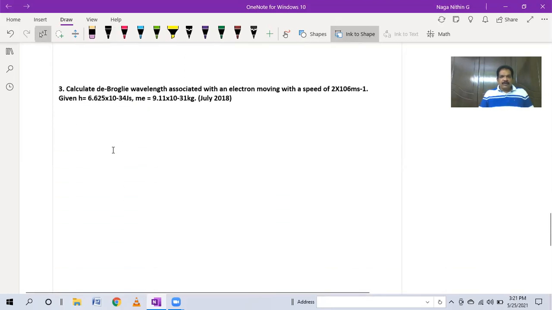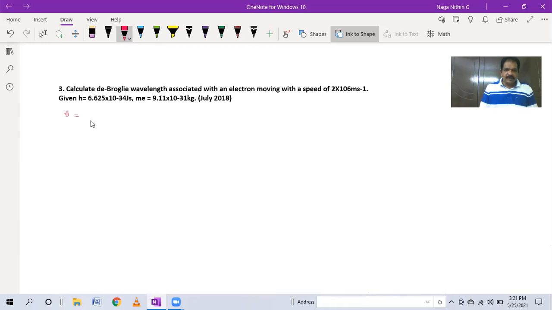Last problem, C. Calculate the de Broglie wavelength associated with an electron moving with a speed of 2 into 10 power 6 meter per second. So what are the given values? You see, there is an electron. It is moving with a velocity of 2 into 10 power 6 meter per second. Find the de Broglie wavelength of the electron. Lambda is equal to h by mv. H value 6.625 into 10 power minus 34 divided by 9.11 into 10 power minus 31, velocity 2 into 10 power 6.